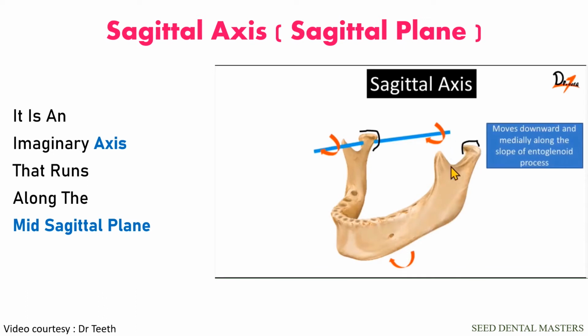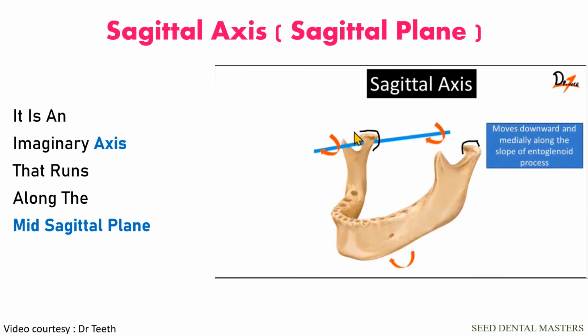Now, during movement, the condyle on this side moves medially and downward along the slope of entoglenoid process. What is entoglenoid process? I'll tell you in a minute. And the other side of the condyle moves upward and laterally.